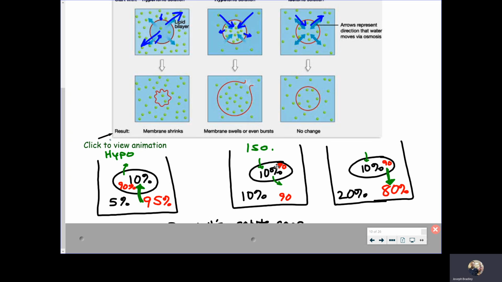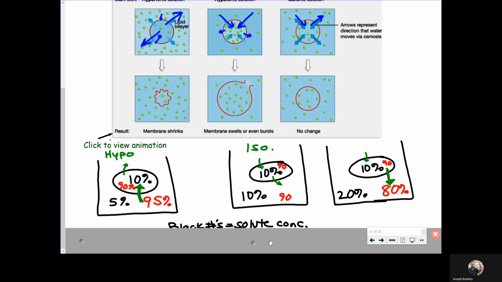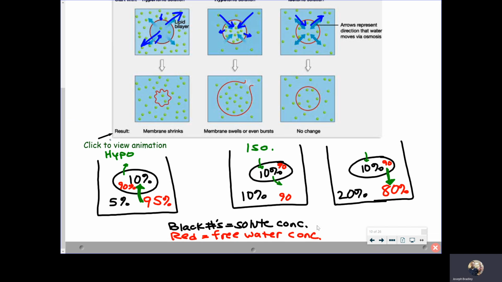So when you see the solute concentrations, generally what you want to focus on is what would then be the concentration of free water. So if the concentration outside the cell is 20% and the inside is 10%, the free water concentration inside the cell is 90%, whereas outside is 80%. So it will go from high to low, and therefore this cell would lose water. Okay, so the black numbers are the solute concentration, the red numbers are the free water concentrations.